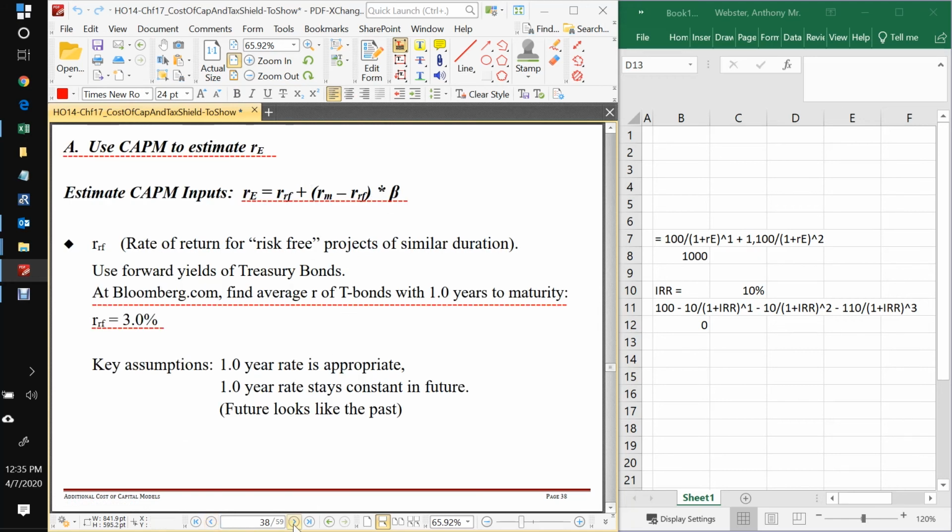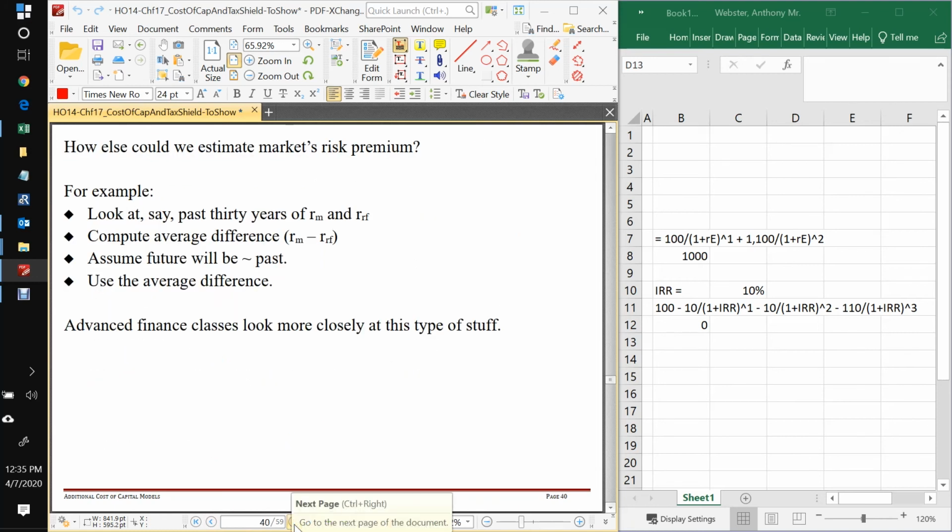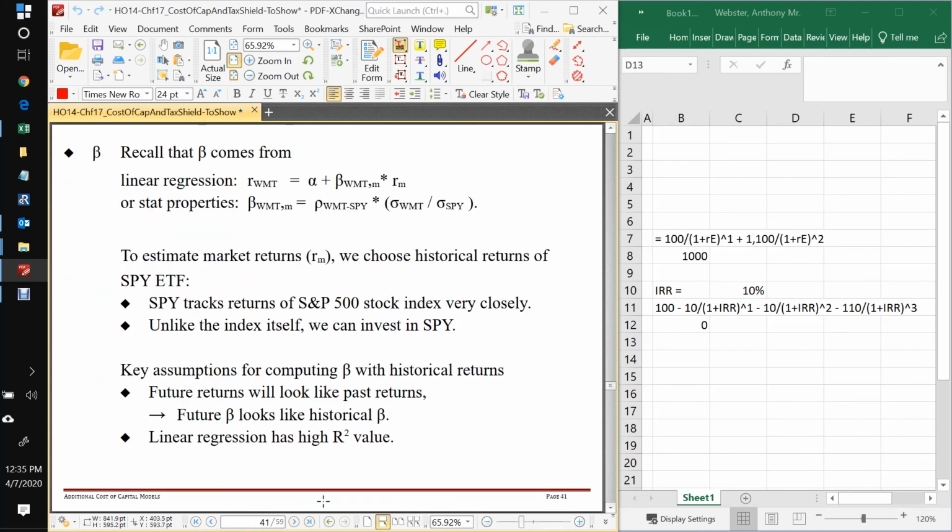All I need is beta. So let's go see if we can get beta for this. Remember, beta is going to come from our linear regression, or if we wanted to instead, we could compute correlation coefficients between Walmart and the S&P 500 and get standard deviations. But probably the best, most direct way to get beta is to just do a linear regression of the returns of Walmart versus the market for the past 30 years.